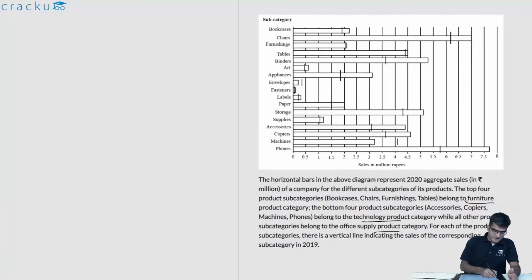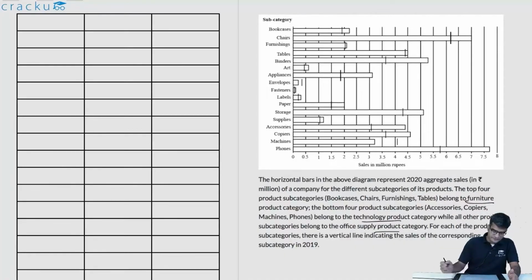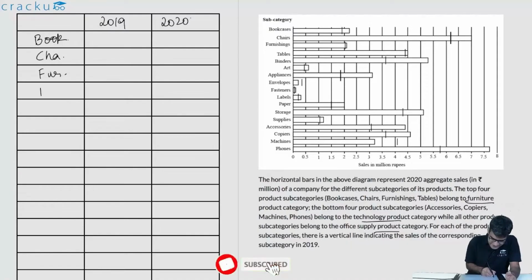For that, let us write down a table. The table is going to have a lot of rows: 17 rows and 2 columns. It will look something like this. Very big. So this is 2019 and this is 2020. The first one is bookcases. We'll write only BOOK. Then we have chairs, CHA. Then furnishings, FUR. Then tables, TAB. These first 4 come under the furniture category.